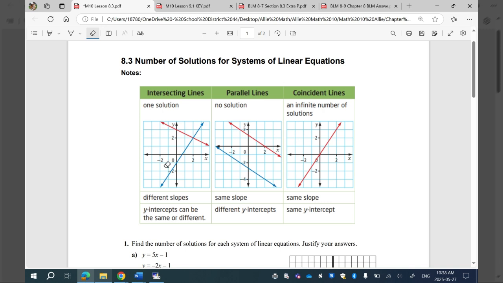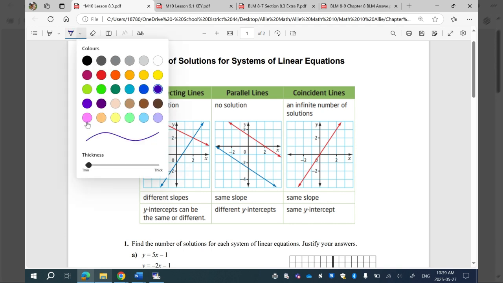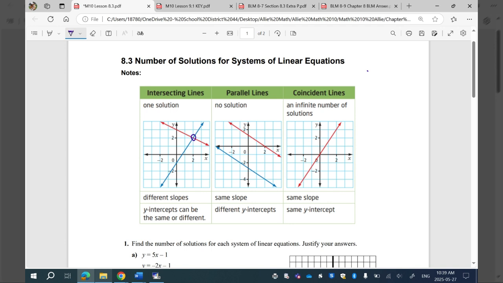Hello everybody, here we are, 8.3, number of solutions for systems of linear equations. The notes, this time I just put a graphic in there for you and I'll go over it now. So for intersecting lines, doesn't need to be perpendicular, just any intersecting lines, there's one solution. So one point at which these two cross and a solution that makes each of these true. They have different slopes. And the y-intercept can be the same or different.